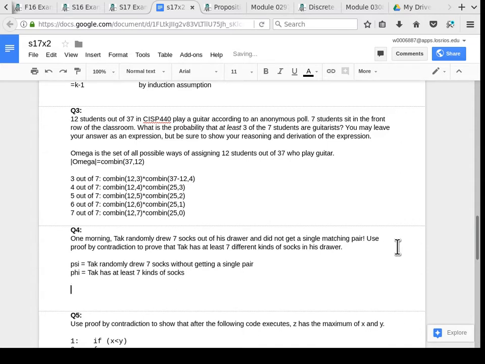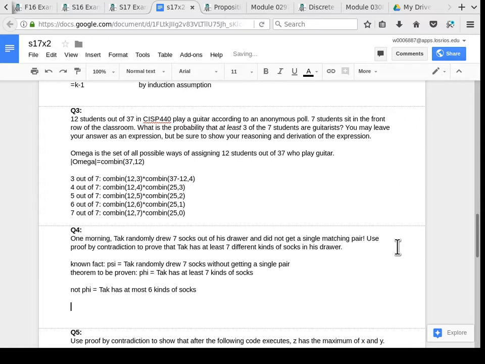All right. So to prove this by contradiction, we have to say, okay, what is the negation of phi, which is the theorem that we're trying to prove? So let me just emphasize here. The theorem to be proven is phi, and the known fact is psi. There we go. Okay. So not phi in this case is basically saying Tag has at most 6 kinds of socks. Okay. So what we want to do is to combine psi and not phi.